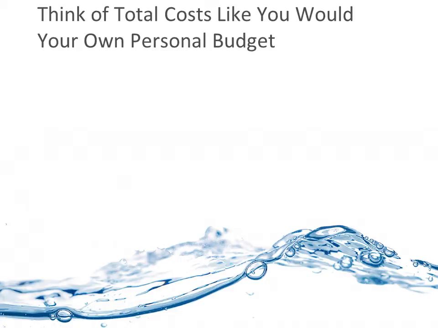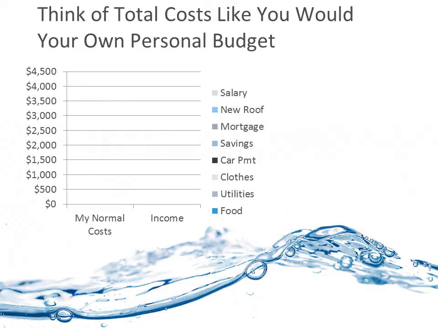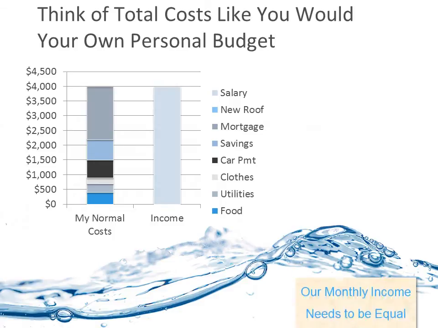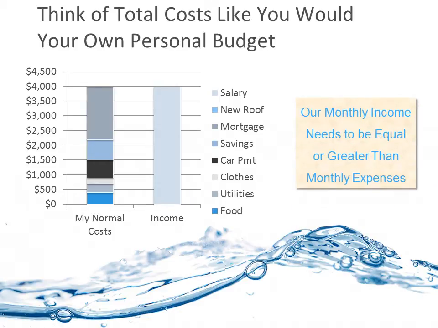An easy way to look at a revenue requirement is to think of it in the same way you would think of your own personal monthly budget. If we were to look at a normal monthly budget, for example, we would find that we pay money for food, we have to pay money for utilities and clothes, we might have a car payment that we need to make, we try to put some money into savings every month, and then of course we have a mortgage. Our income from all of our sources, like salary for example, needs to be able to equal all of those costs. Otherwise, we're losing money.